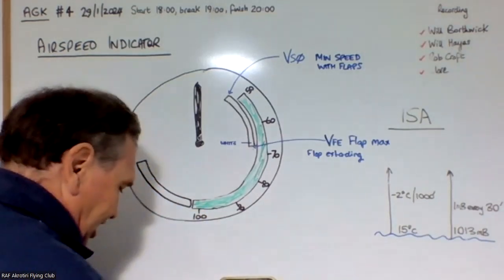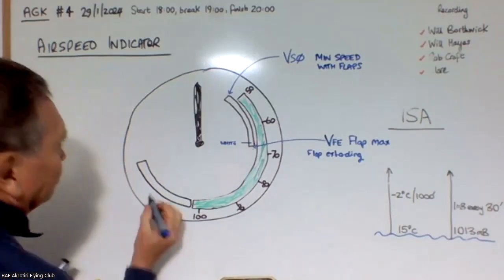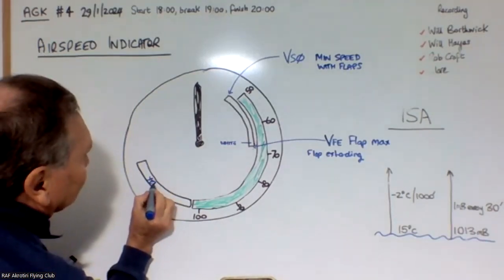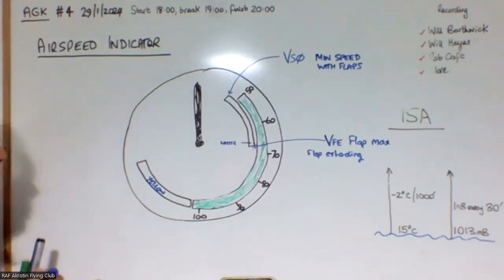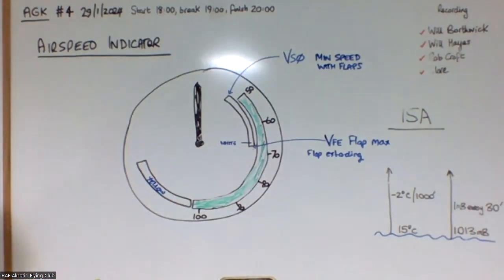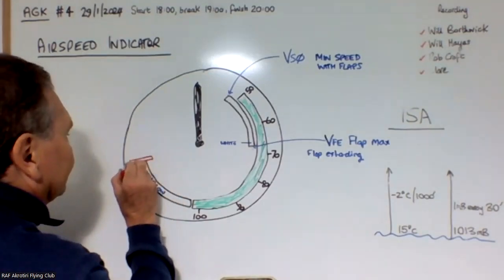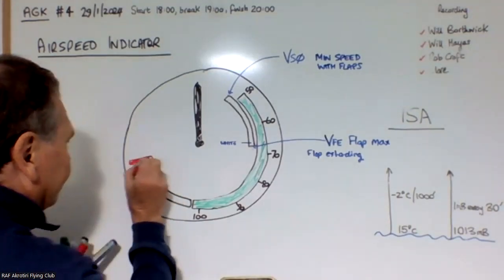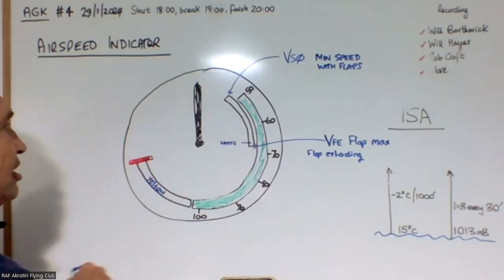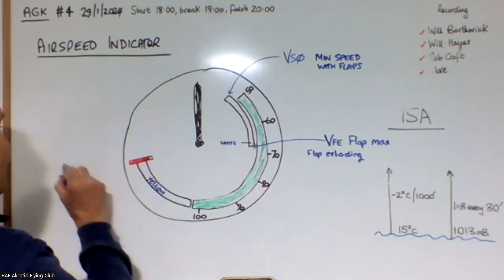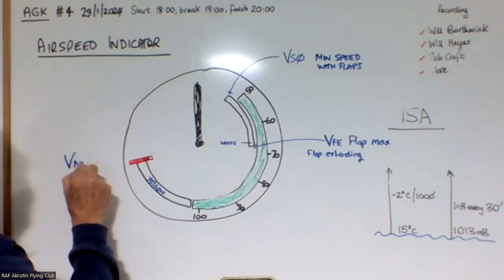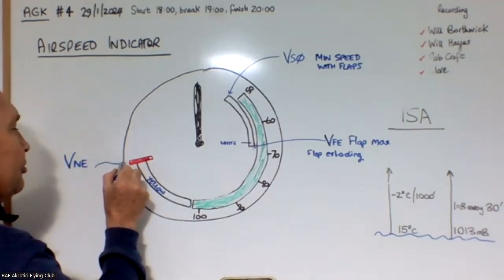So this is coloured yellow. So this is your cautionary speed. And then you've got a red line at the end of it. And this is your VNE, your never exceed speed.